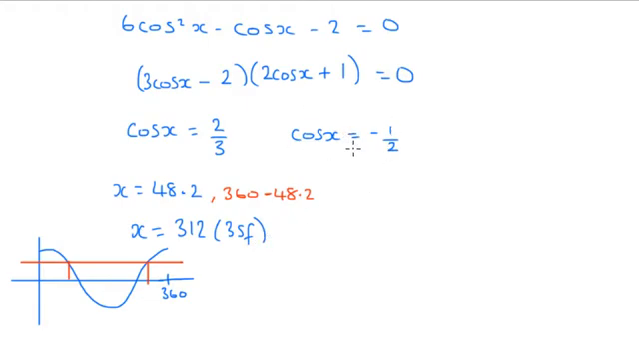Got to do the same thing again for the cos x equals minus a half. So if I inverse cos negative a half, I get 120. So I can use the same graph to get my second solution. We're now looking at this bottom half of the graph. So here's my 120, and I'm looking for this other value here. So x is either 120, or, this whole length here is 120, so the other length over on this side will be 120 as well. So 360 minus 120, which is 240. So 4 answers: 48.2, 312, 120, or 240.